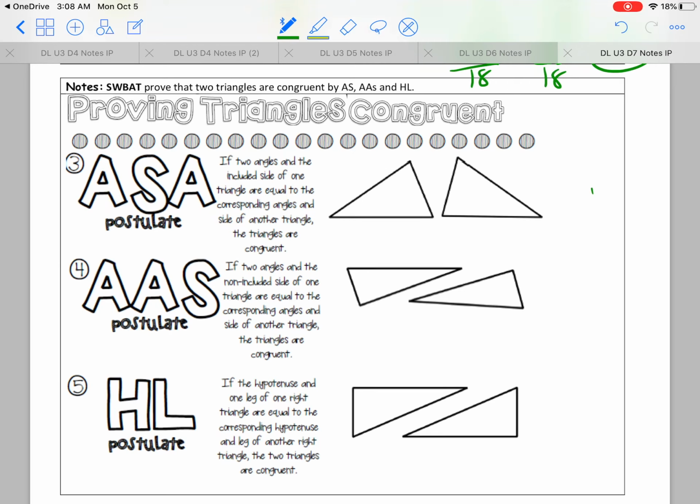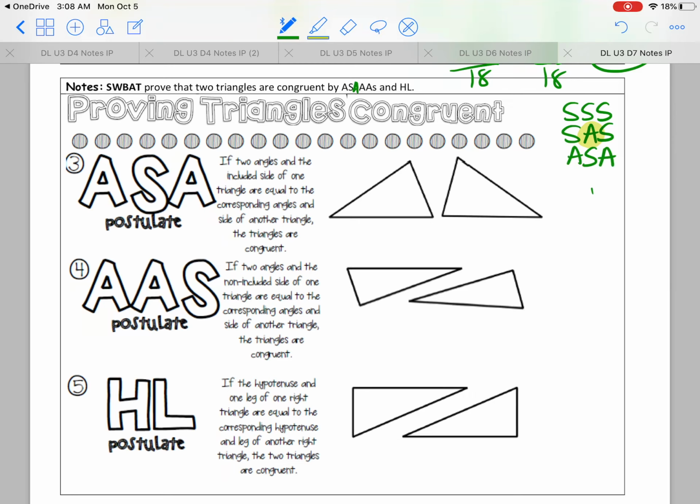All right, the objective for today: students will be able to prove two triangles are congruent by angle side angle, angle angle side, and hypotenuse leg. Previously, on the last class Friday, we covered the first two shortcuts. Those were side side side and side angle side. Again, I told you that it's super important that you understand that the angle must be the included angle in order for you to use the shortcut side angle side.